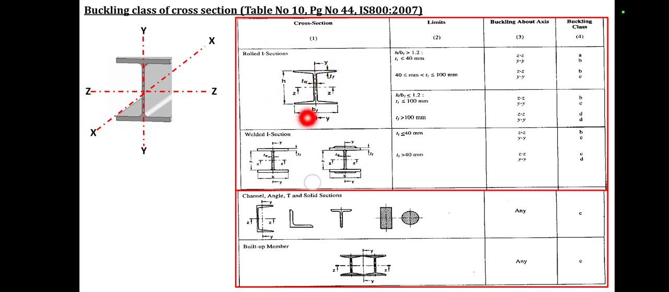Then the cross section, the I section, is a very important section to be classified. Here this is the y axis, this is the x axis, this is the z axis. This is the I section. Now dear students, the first column shows us the cross section, the second column shows us the limits, the third column shows us the buckling about the axis, and the fourth shows us the buckling classes of the section. If our h upon bf value is 1.2, here h is the total depth, bf is the flange width, t is the thickness of the web, tf is the thickness of the flange.